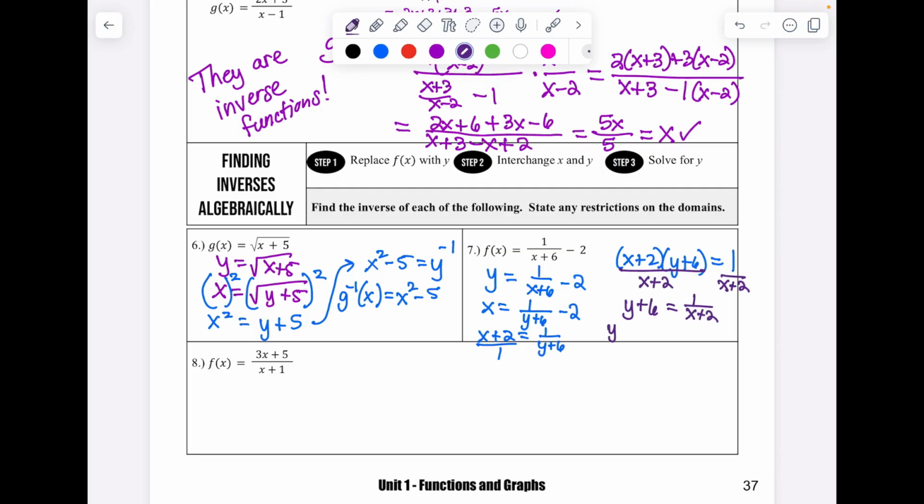We'll finish it off. We will subtract the 6 to the other side. And now y is all by itself, so that's our inverse. So we can put the little negative 1 there, but again, we should really go back to function notation in the end and say f inverse of x equals 1 divided by x plus 2 minus 6. All right, so number 8, again, replace the f of x with y.